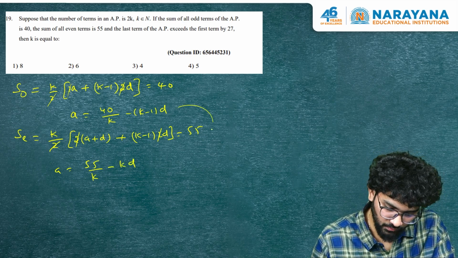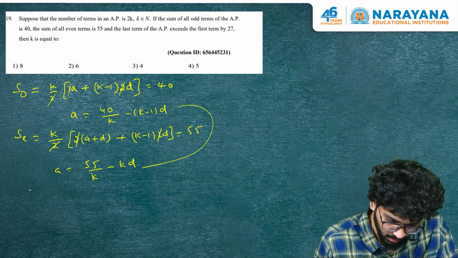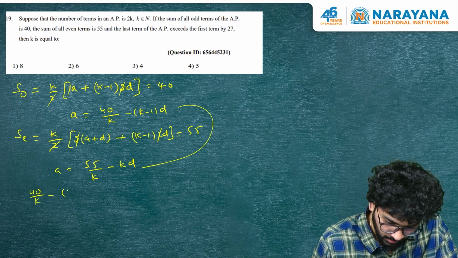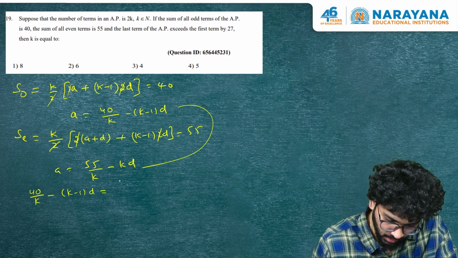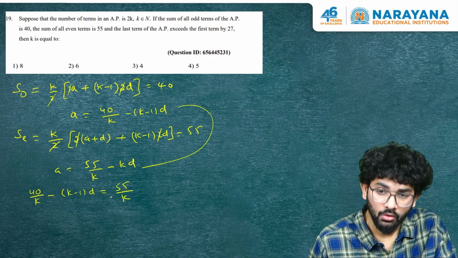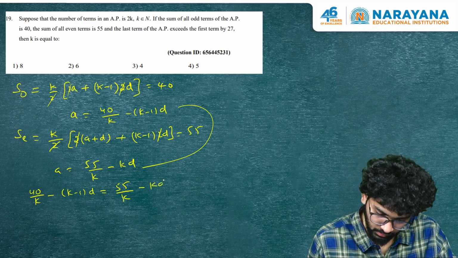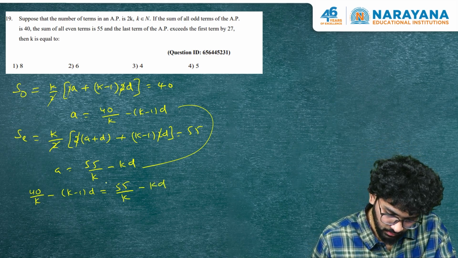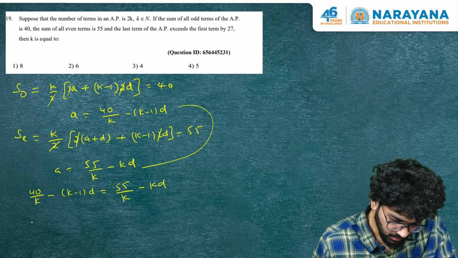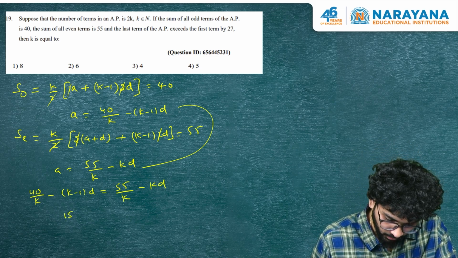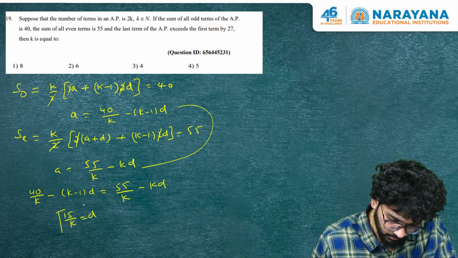So these two a values are equal. If I equate, what I am getting, 40 by k minus (k minus 1) into d is equal to 55 by k minus kd. So kd minus kd will cancel. So I am getting 15 by k equal to d.